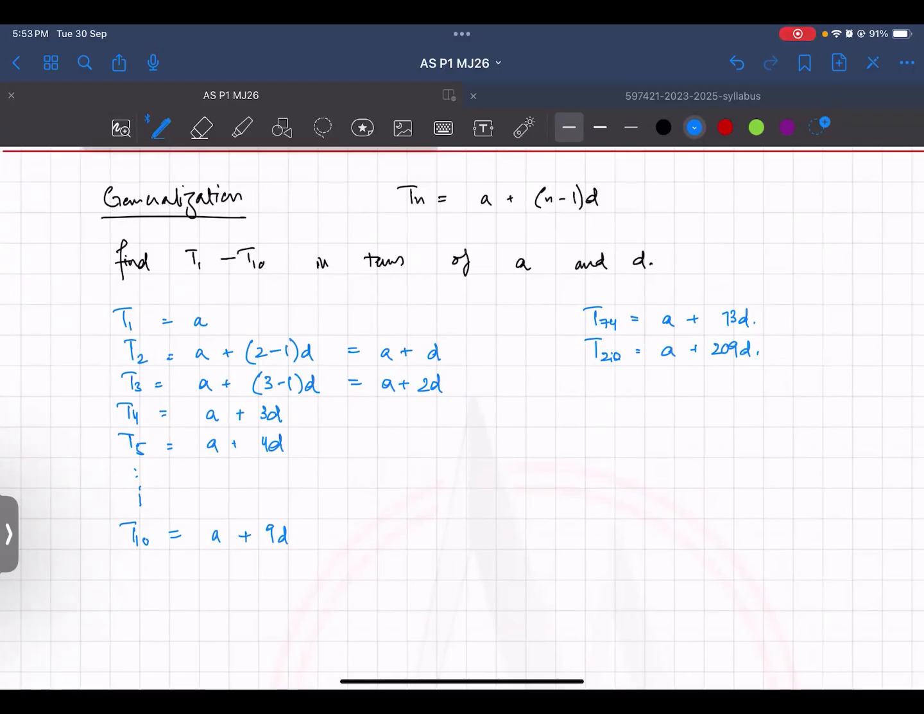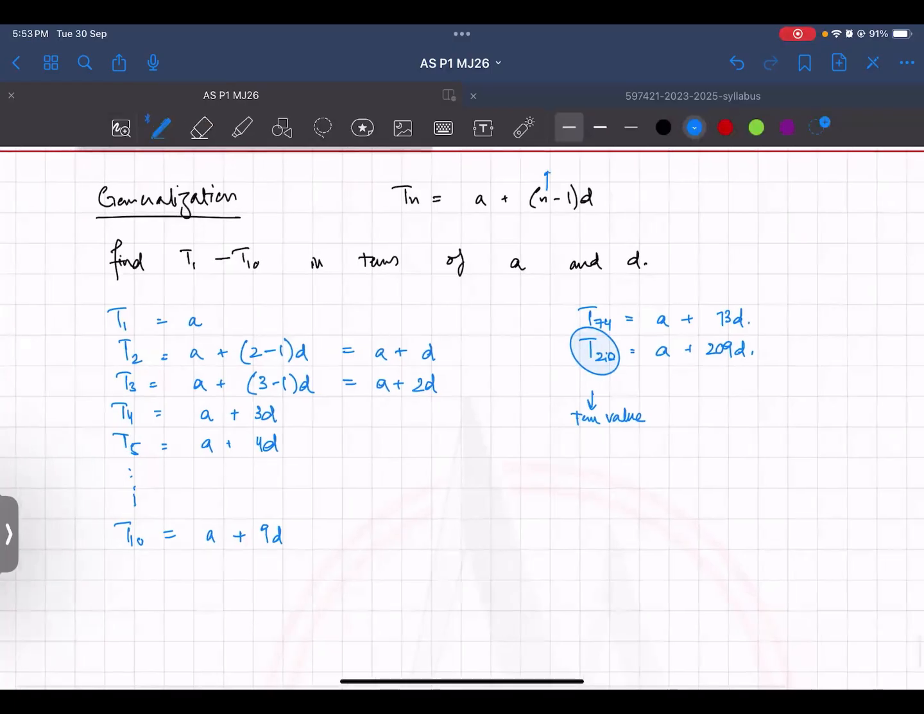Sir? Yes. So the value of T is what we put in place of N. This is your term value. And N is the position. The N that you are using over here, this is your position. First position, second position, third position.